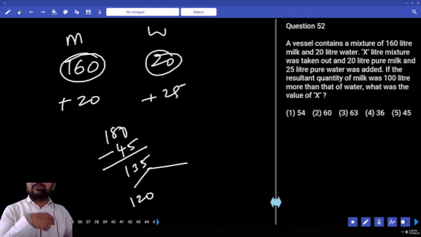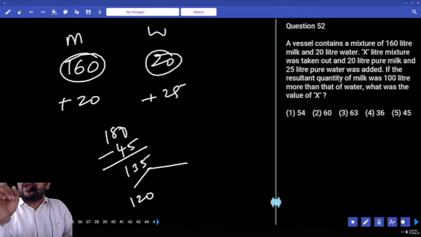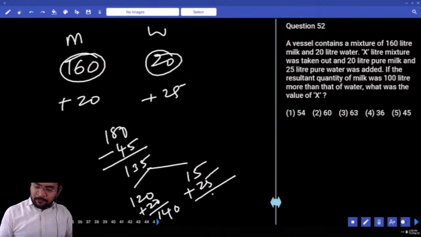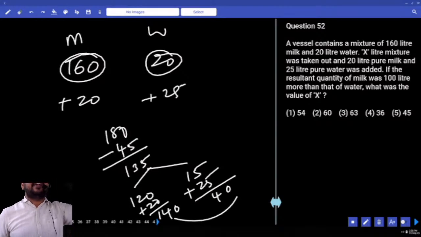Now what about the water? It is 20, and 1/4 removed is nothing but 5 removed. Now you are adding 25 liters of water, so the 20 becomes 40. Now the milk is 100 liters more than the water, or not? Are you clear or not?